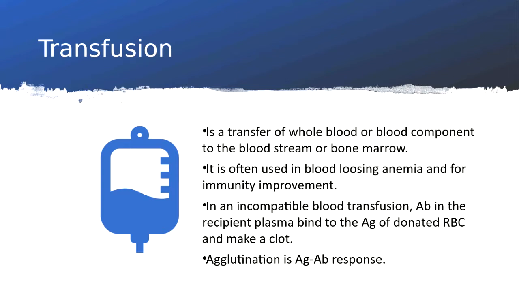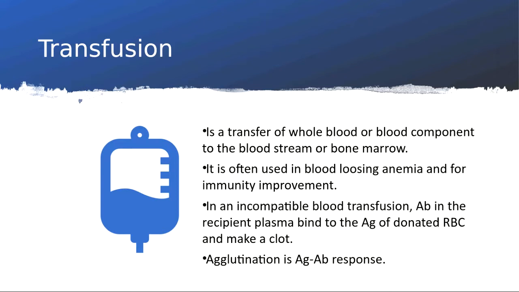Despite the differences in RBC antigens, blood is the most easily shared of human tissue, saving many thousands of lives each year by transfusion. A transfusion is a transfer of whole blood or blood component from one person to another person. A transfusion is most often given to alleviate anemia, to increase blood volume, to improve immunity.